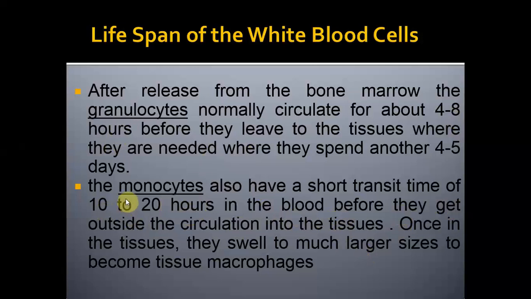The monocytes, it's called monocytes in the peripheral blood, where they spend 10 to 20 hours. Once they leave the circulation and enter the tissue, they will enlarge in size, swell, and in the tissue we call them tissue macrophages. So the origin of the macrophage is the blood monocyte, which comes from the bone marrow.